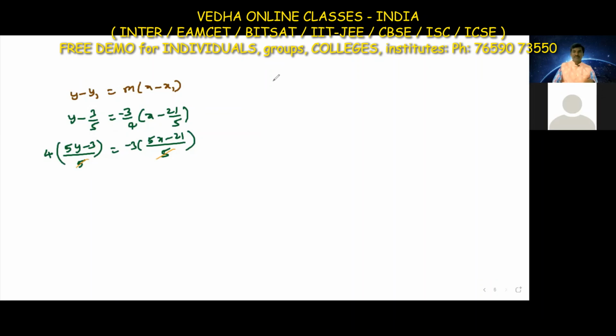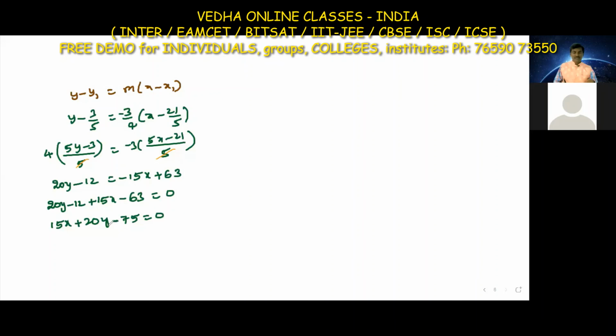Now multiply: 4 into 5 is 20y, minus 4 times 3 is 12, equal to minus 3 times 5 is 15x, and minus into minus gives plus 3 into 21, that is 63. Send all the terms to one side. Then we get 20y minus 12 plus 15x minus 63 equal to 0. The x term is 15x, the y term is 20y, and minus 63 minus 12 is minus 75, equal to 0.